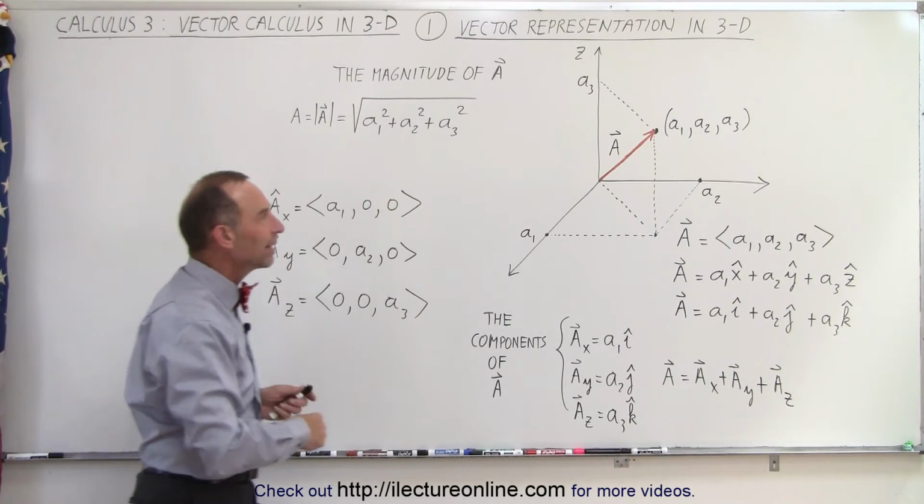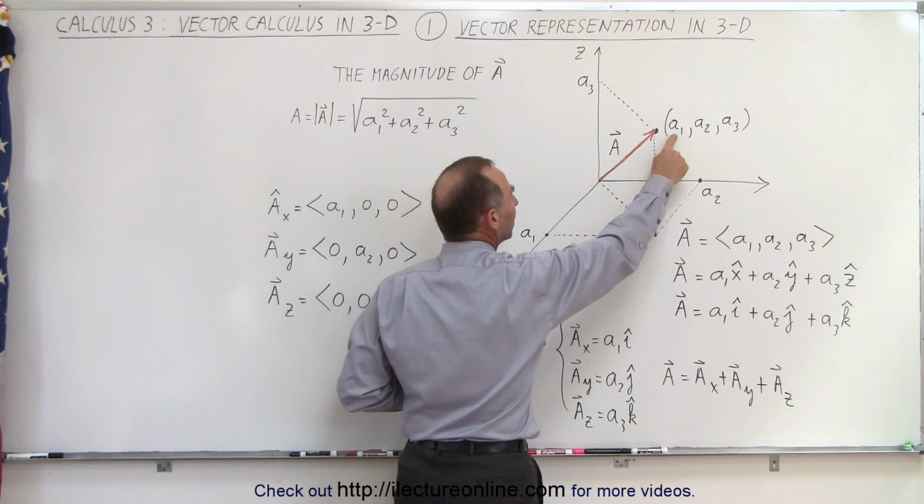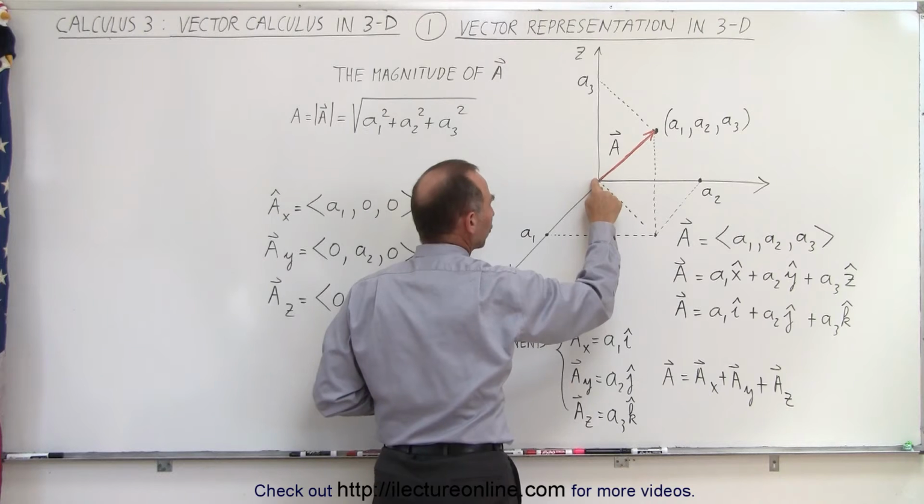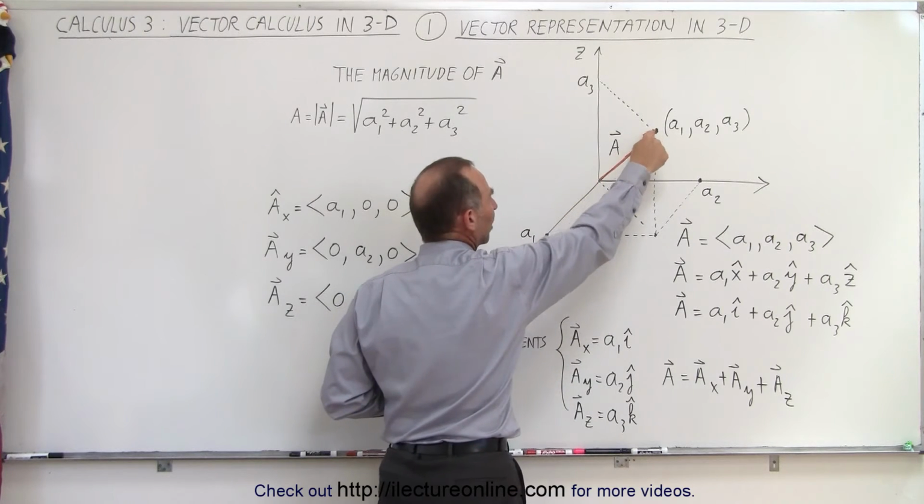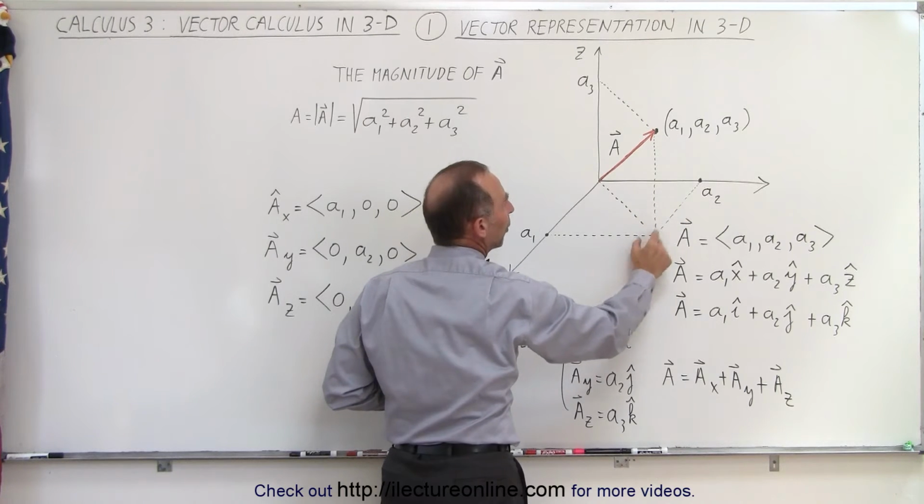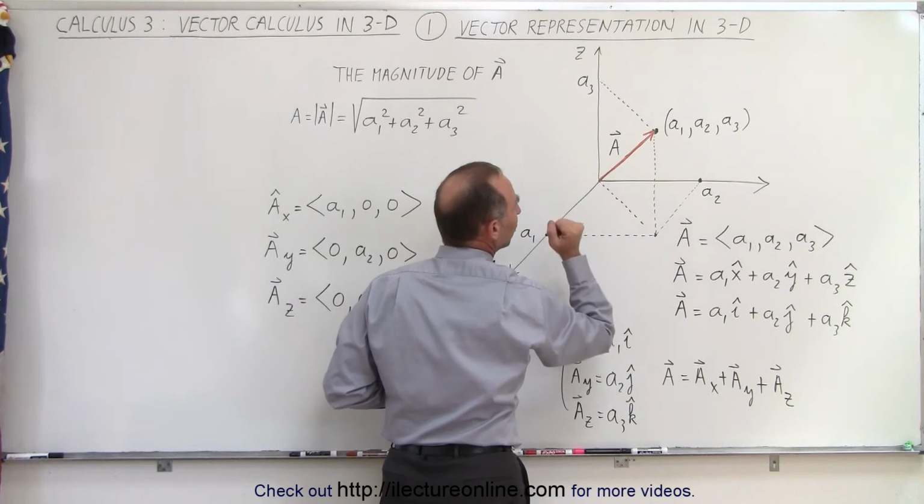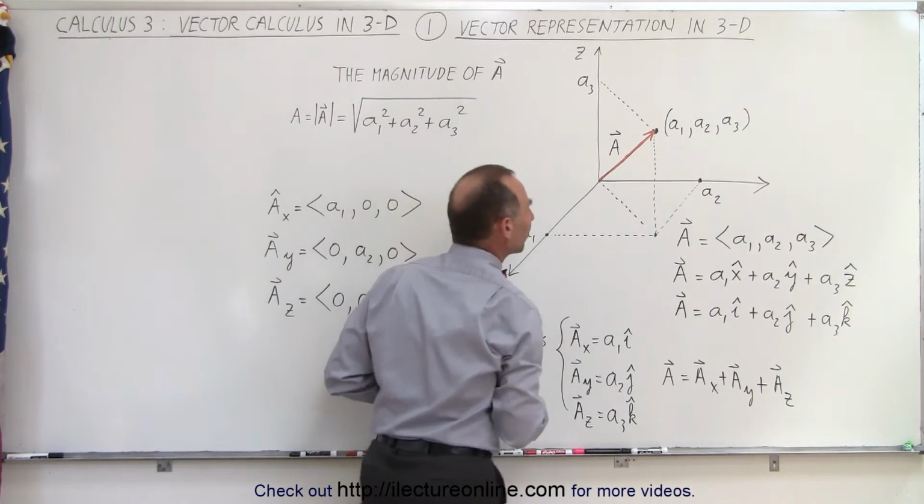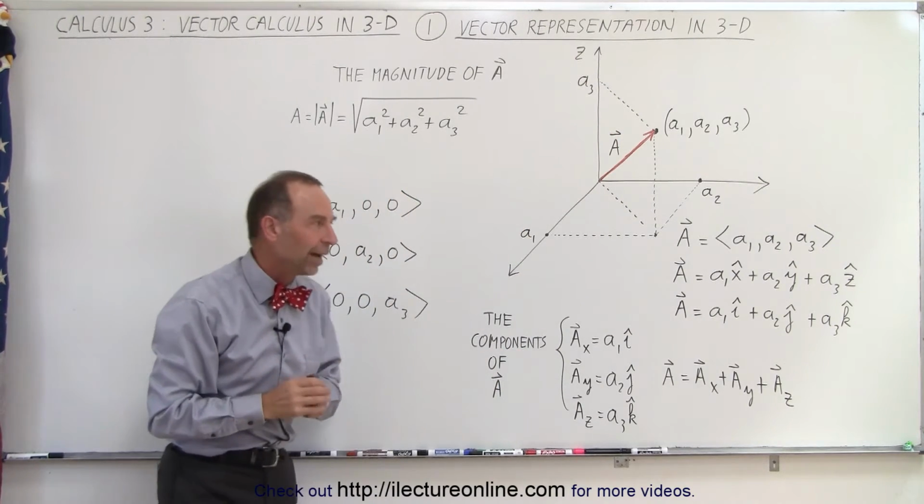Now you can see that the x component here, a1, has a magnitude or length a1, that's the distance from the origin to the point where this is projected onto the x-axis. Projected onto the y-axis, then we have a point that's a2 away from the origin, and projected onto the z-axis, we're a distance a3 away from the origin, and that's how that point is defined.